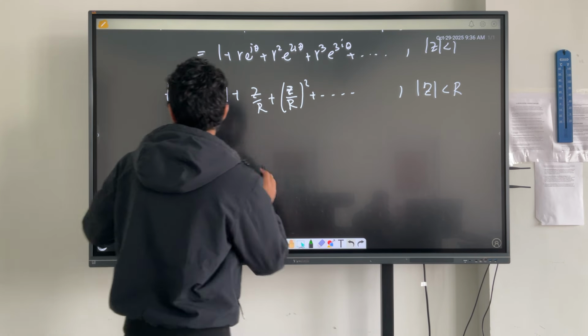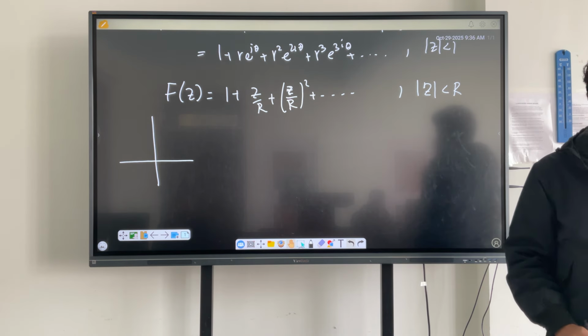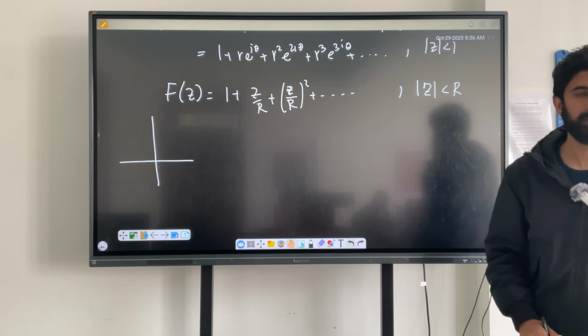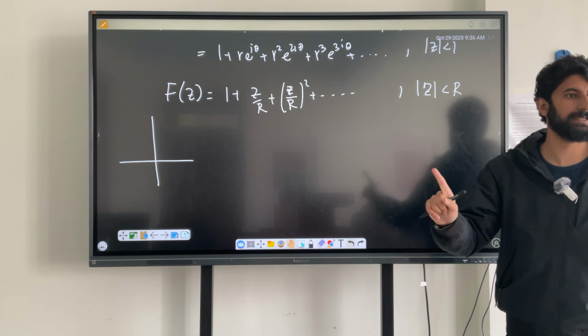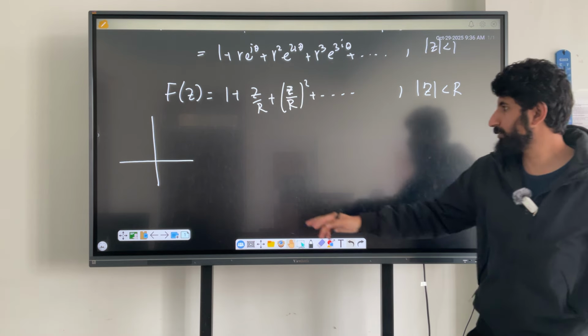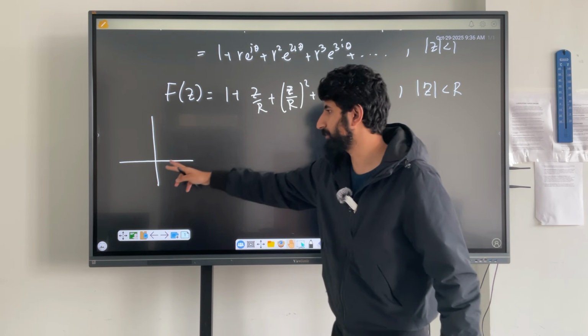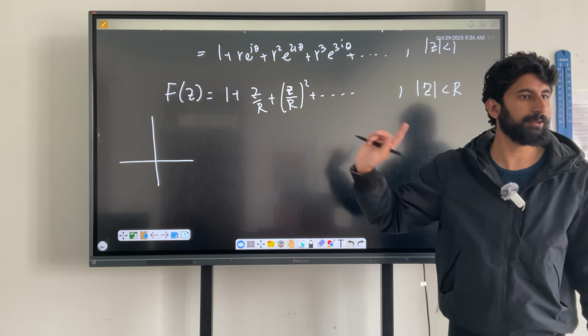I'm doing everything around Z equal to 0. If you have Z naught, then you have to center everything around Z naught. Right now it is mod Z less than R, then it will be mod Z minus Z naught less than R if you are expanding around Z naught, right? Because you should not go more than R away from Z naught. It's the same.